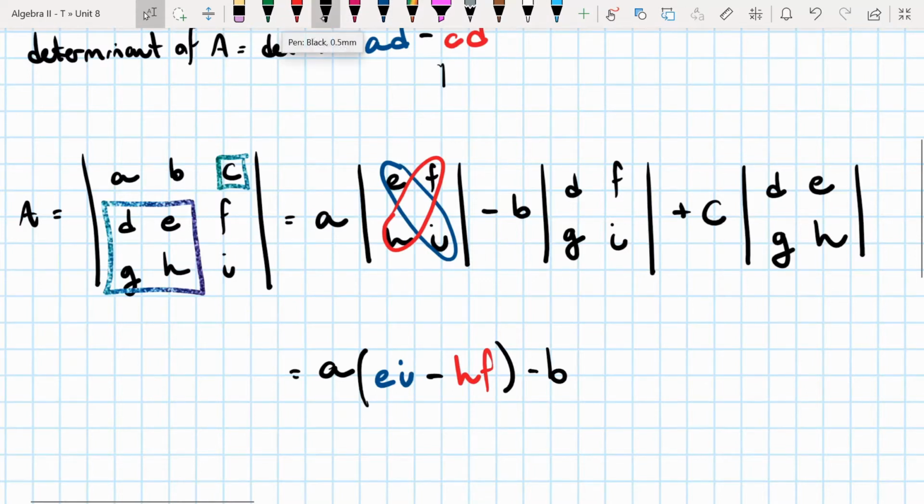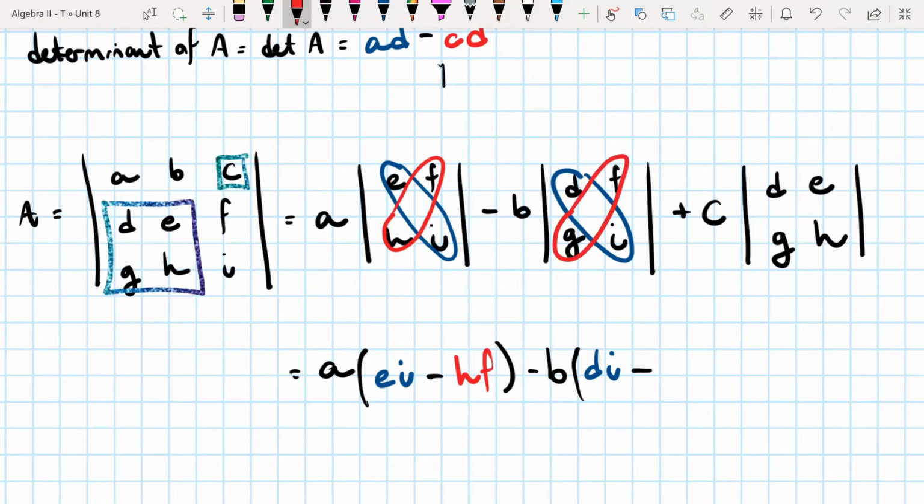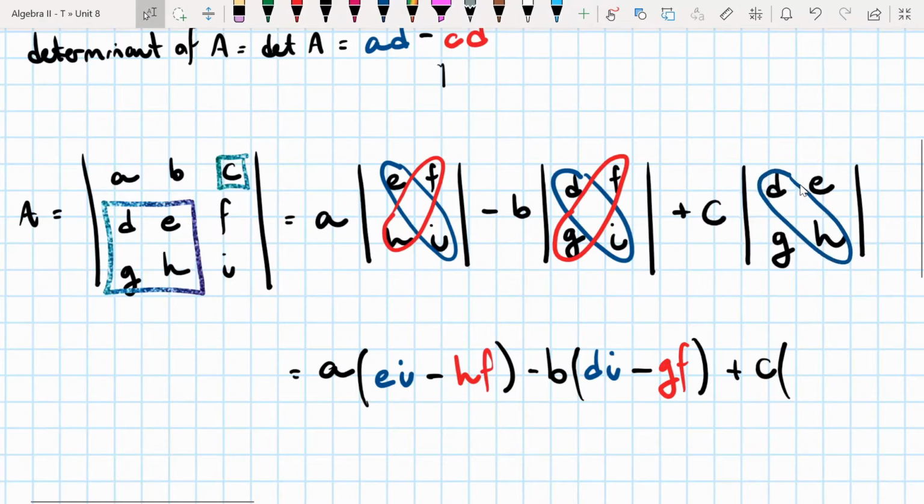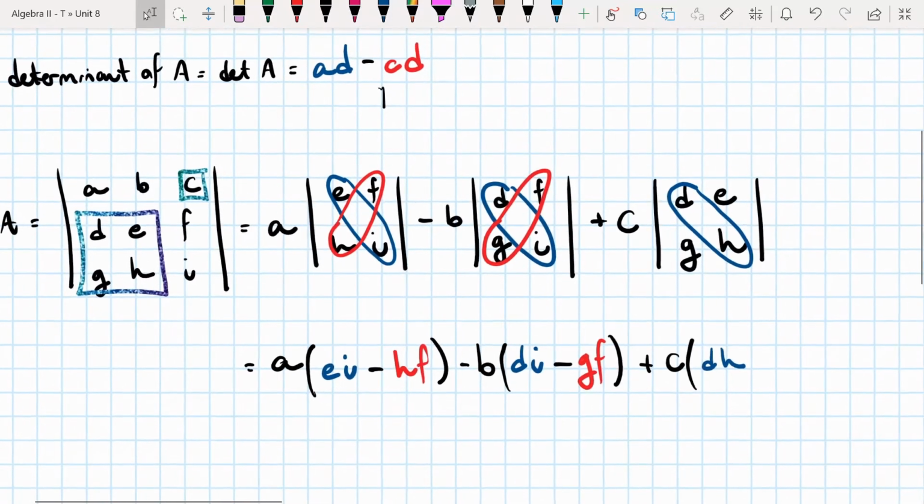Minus B times, oops, I have that backwards, sorry, D times I minus G times F. Plus C times D times H minus G times E.